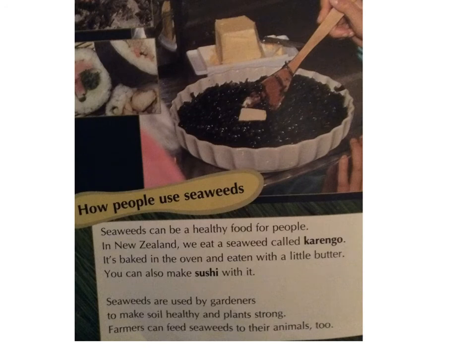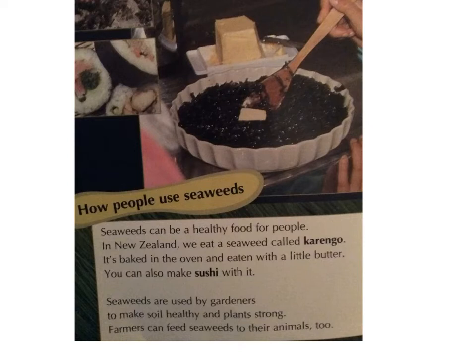Okay, now we're going to have a look at a piece of writing in a story. This is a story about underwater gardens. You might have read this story before. And this page is about how people use seaweeds. Let's go through it sentence by sentence and see if we can identify what the key words are.